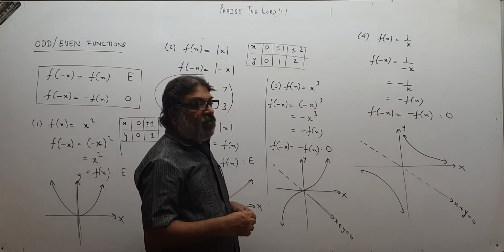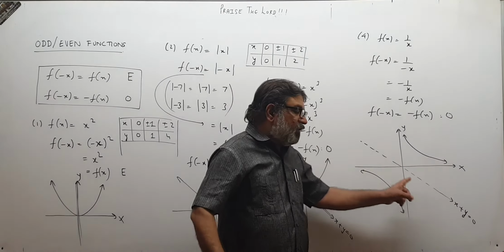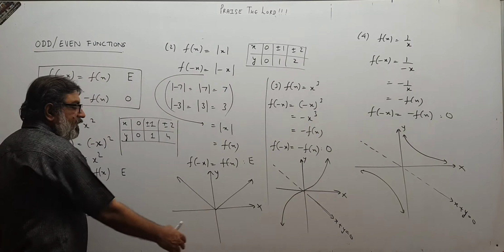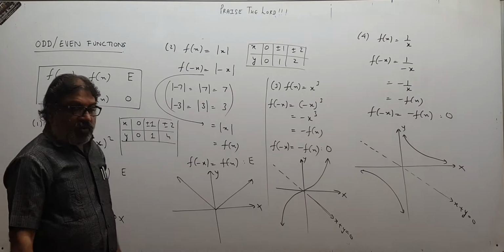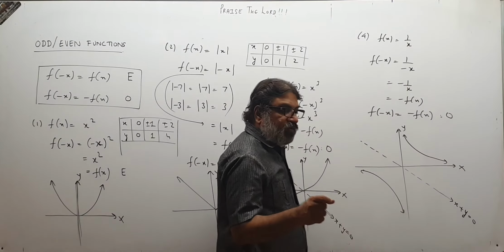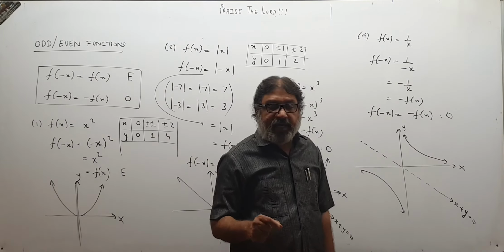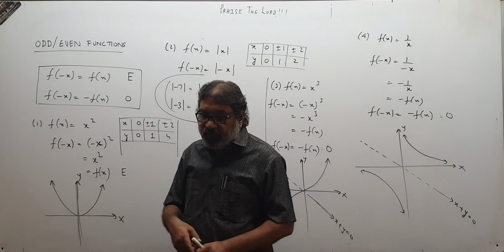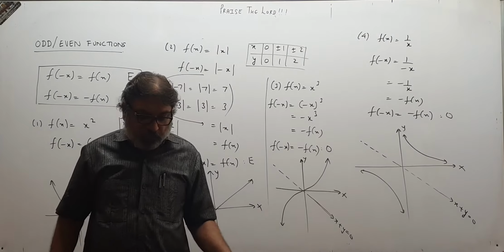So the graph of an odd function is symmetric about the line x plus y equal to 0, and the graph of an even function is symmetric about the y-axis. So f of minus x should be f(x) for an even function, and for an odd function f of minus x should be minus f(x). So like this, odd function and even function. Please pause and copy, children.